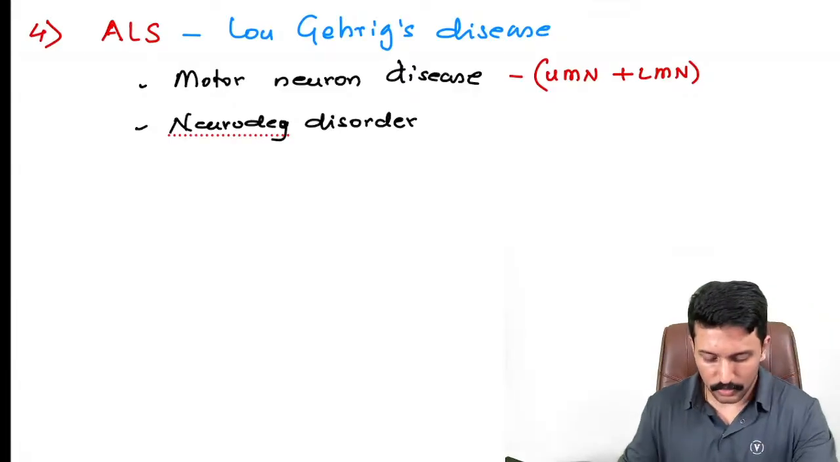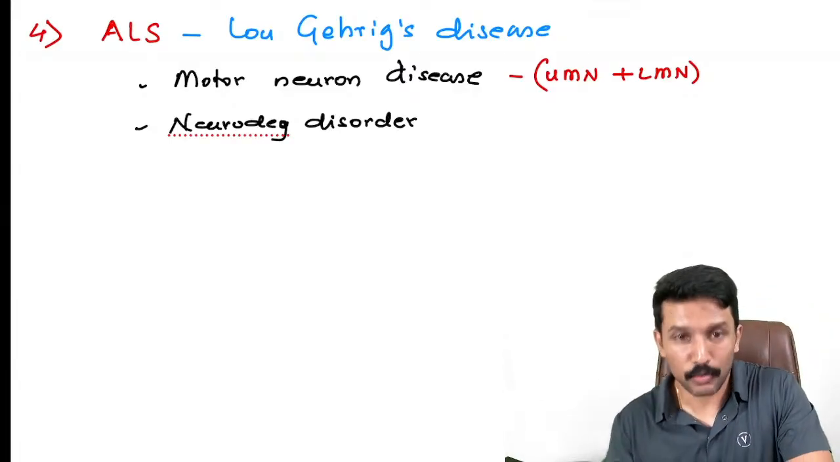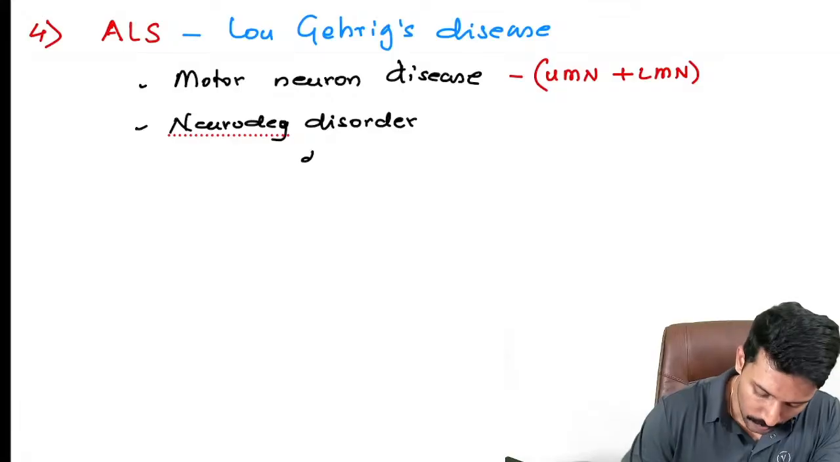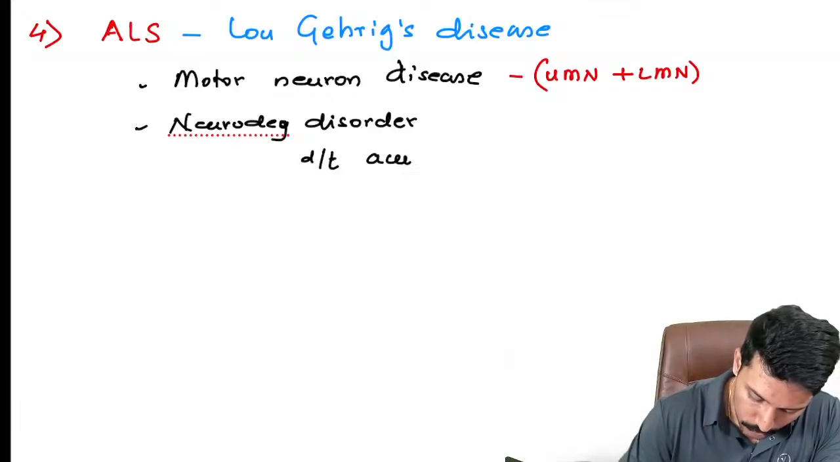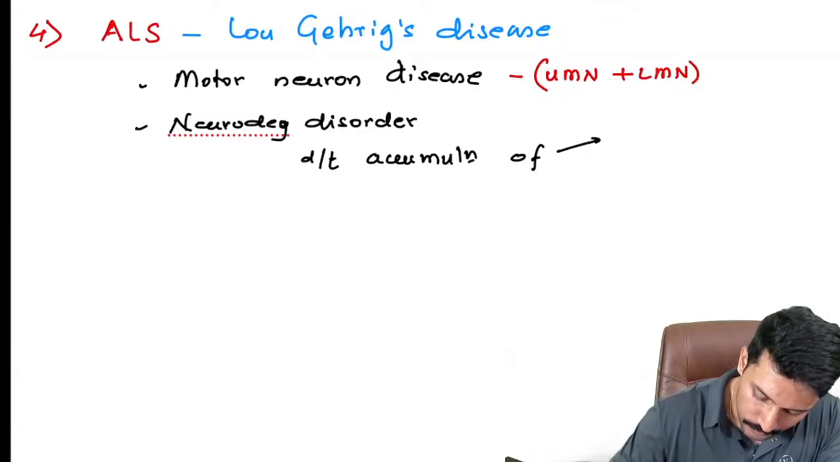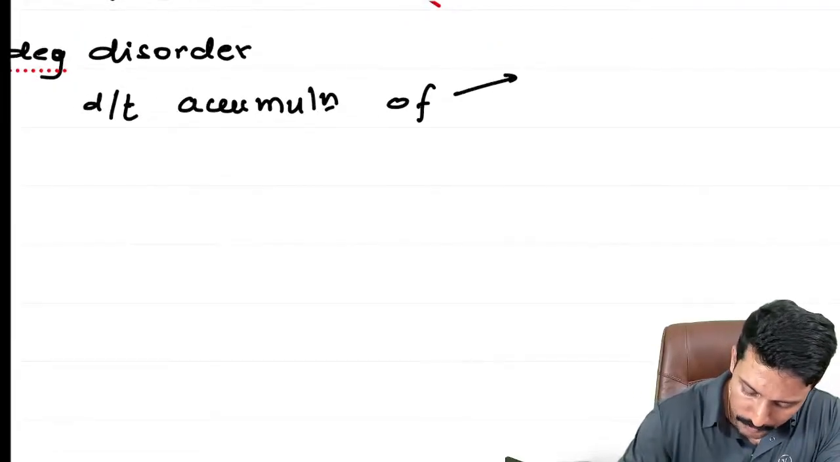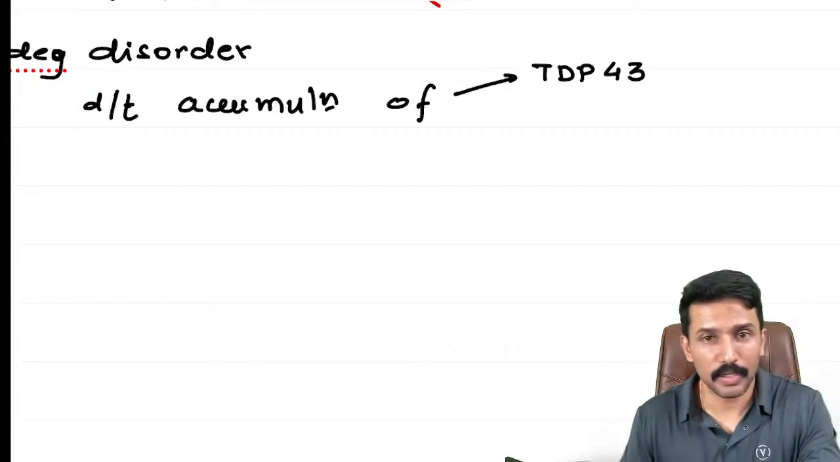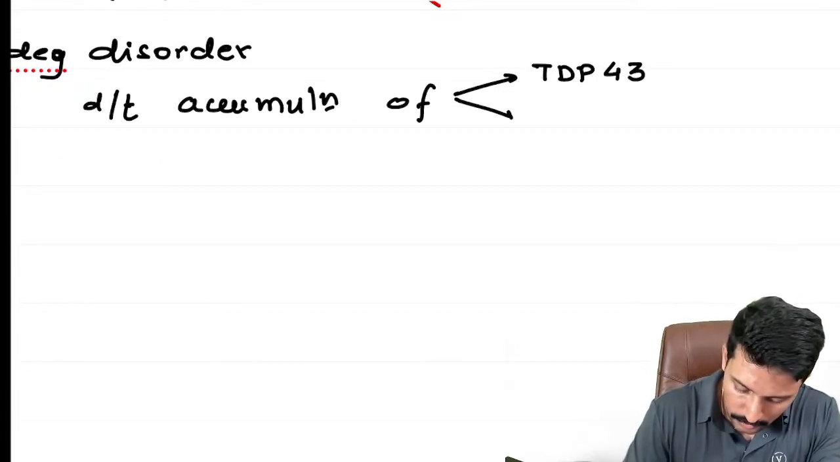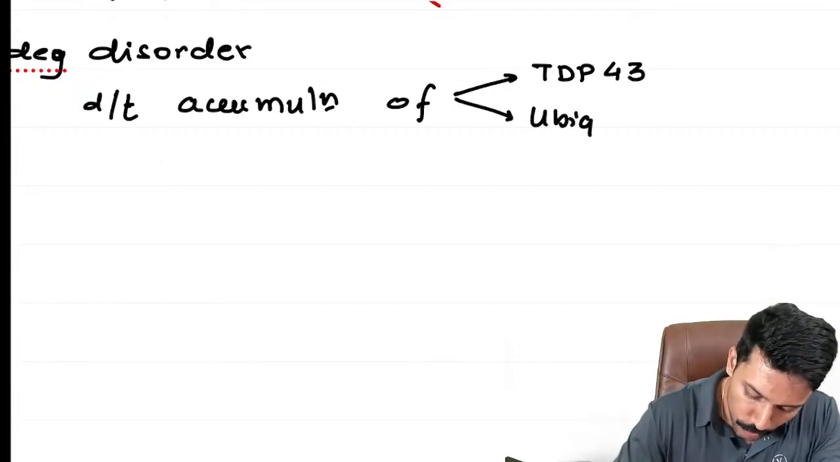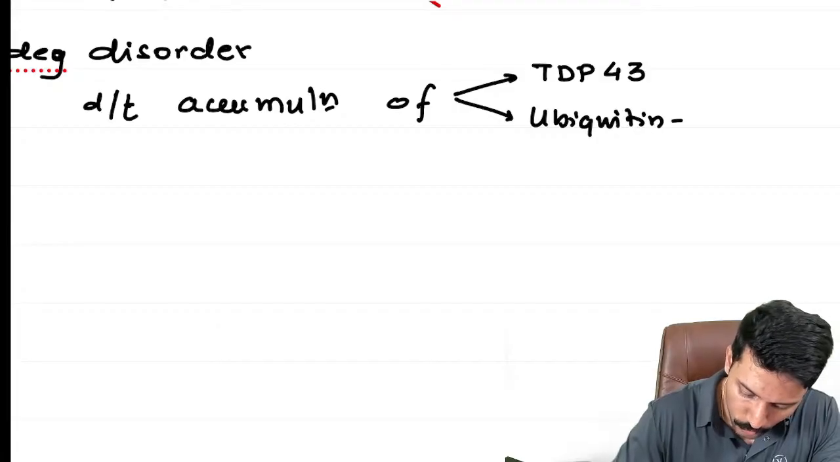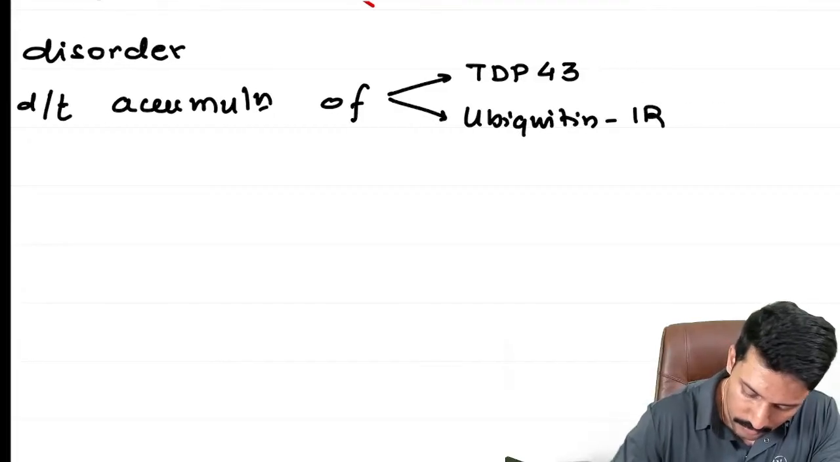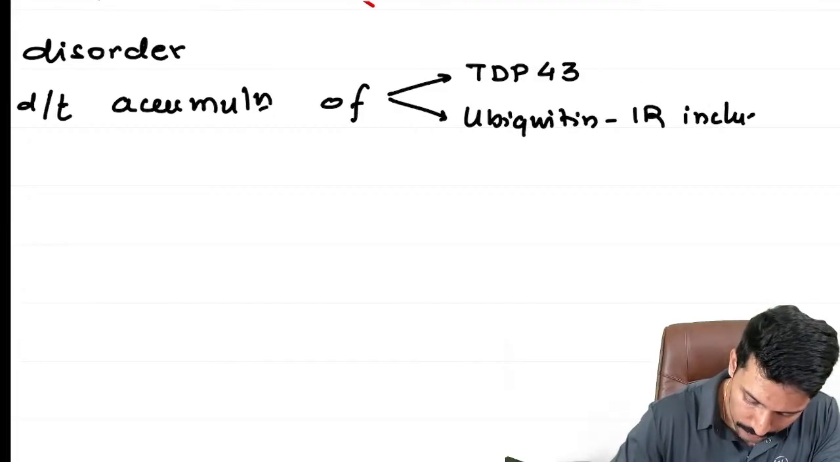That means in these disorders, the death of neurons happens because of accumulation of something. So what is accumulating here? Due to accumulation of two substances. One of them is TAR DNA-binding protein 43, TDP-43. Second one is ubiquitin immunoreactive proteins, ubiquitin immunoreactive inclusions.